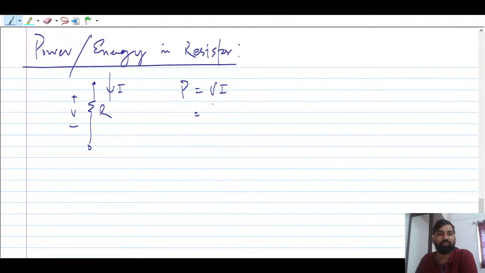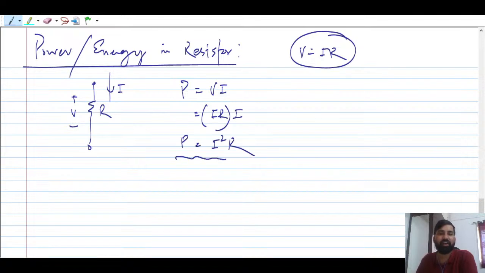So from Ohm's law, you know that V is equal to what? What is the relation between V and I? From Ohm's law, V equals IR. So here you can plug in I times R. So it is nothing but I squared R. So this is the power through the resistance that you have to keep in mind. Okay. So I squared R.